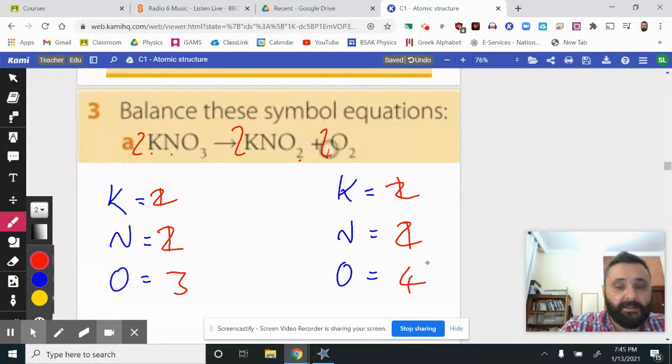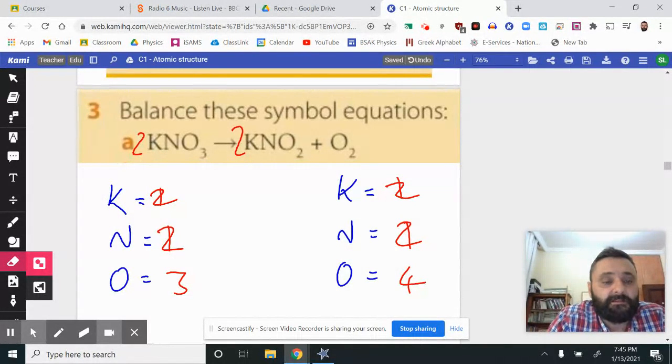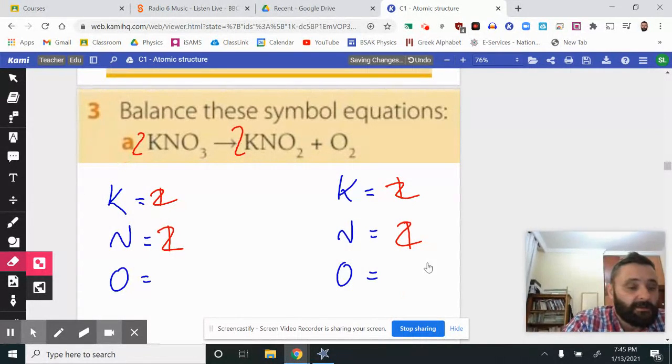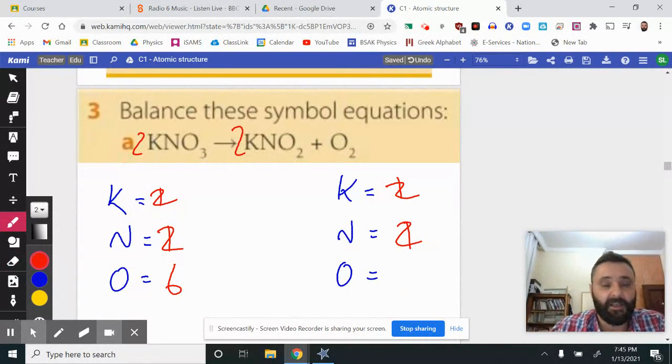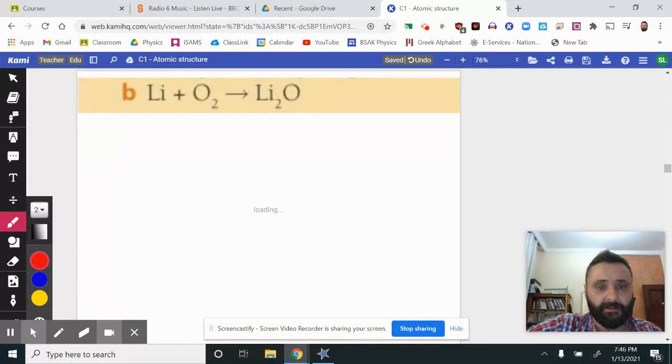But what about if we take that down to 1 again? Let's try that. Right. 2 potassiums on the left, 2 on the right. 2 nitrogens on the left, 2 on the right. Now, oxygens, we've got 2 lots of 3. We've now got 6 on the left. And we've got 2 lots of 2 and 2. So 6 on the right. Okay? Balanced. So as you can see there, sometimes it's just a little bit of trial and error, a little bit of tweaking here and there, okay, to get the right balance.